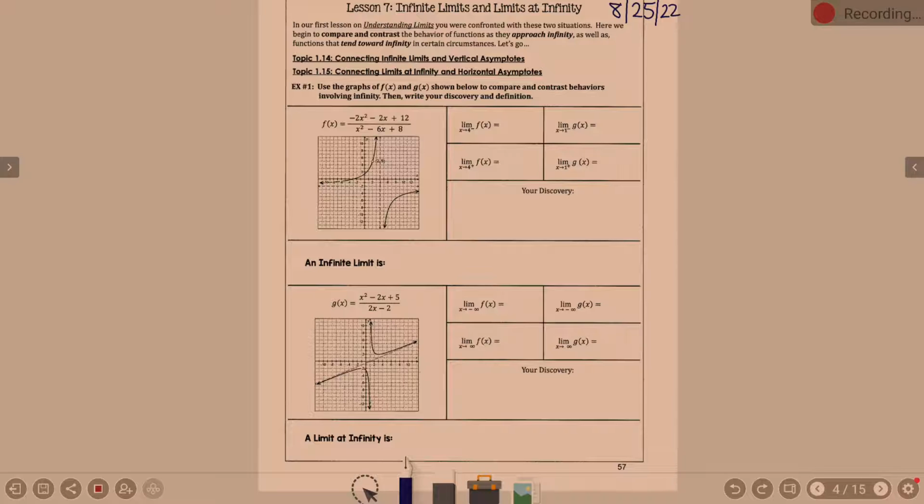The limit as x approaches 4 from the left of f of x. So what are we thinking there? The limit as x approaches 4 from the left of f of x is what? Positive infinity. What about the limit as x approaches 4 from the right? Negative infinity, because it goes down, right?